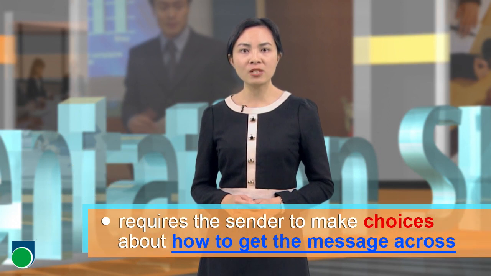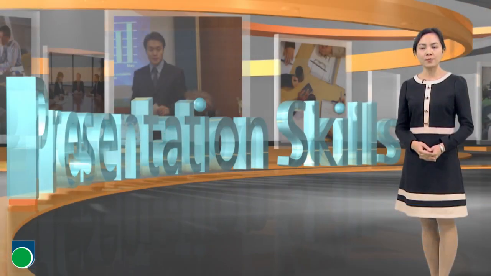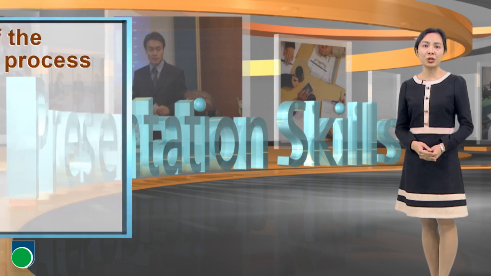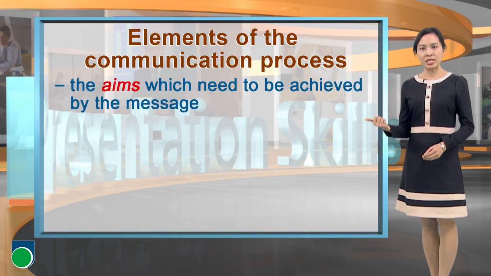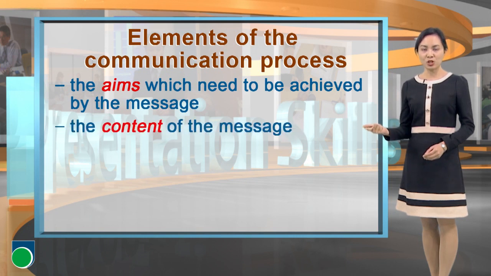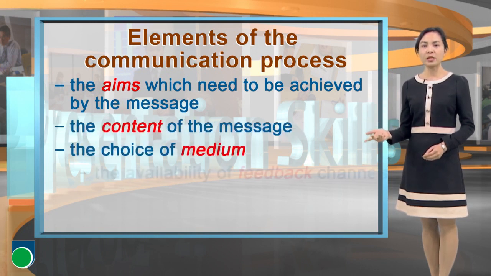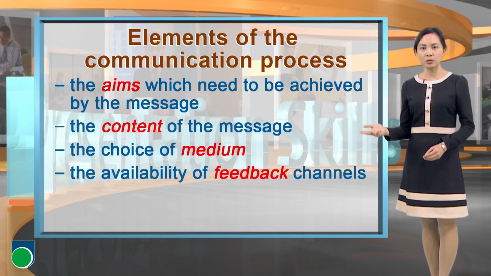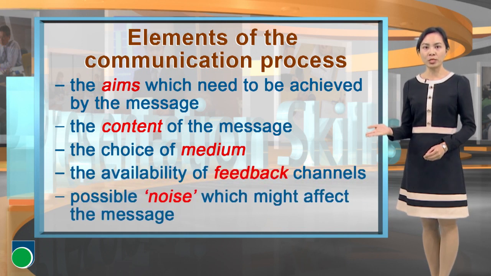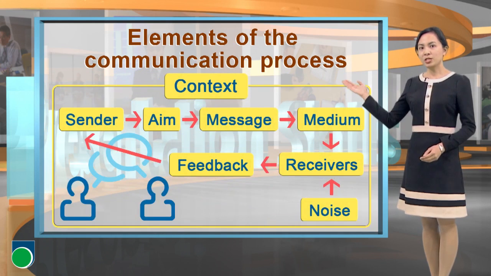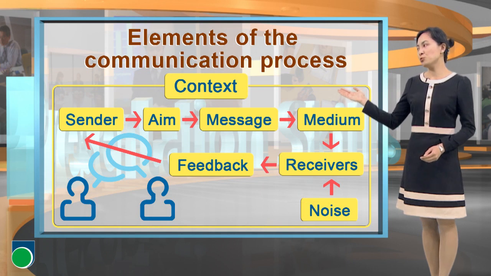However, each specific communication situation requires the sender to make choices about how to get the message across. In other words, every sender has to make a decision about the aim which needs to be achieved by the message, the content of the message, the choice of medium, the availability of feedback channels, and possible noise which might affect the message.